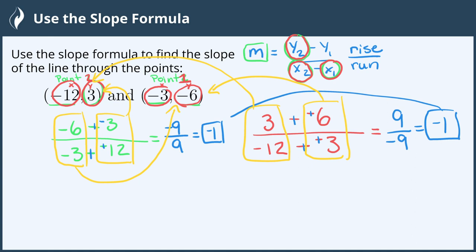Now that we've done it both ways and we got the exact same slope, and you do not need to do it both ways, you just need to pick one, but you can define them either way, and we're all done.